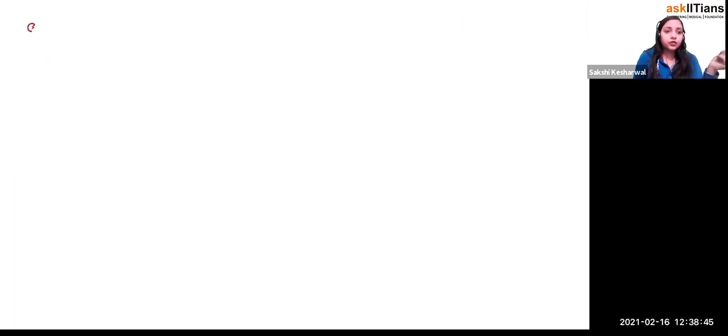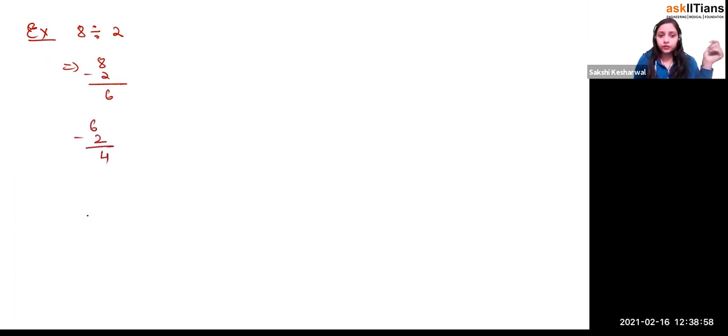Let us suppose I give you an example like 8 divided by 2. What do you mean by this? It is repeated subtraction. So 8 minus 2 is equal to 6. Now 6 minus 2 is equal to what? 4. Now 4 minus 2 is equal to 2, and 2 minus 2 is equal to 0. So you see how many steps it took.